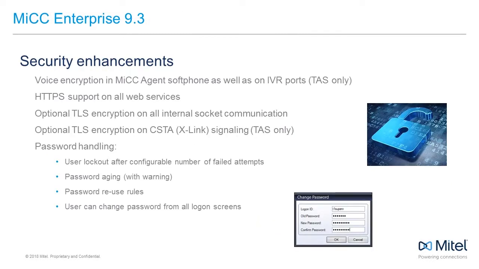So let's quickly talk about security. Essentially I can summarize this in 2 words or less. Voice encryption. Encryption was one of the things that was added in 9.3 for the agent soft phone, as well as the IVR ports, the web services. All of those HTTPS calls and things like that are all encrypted. And then optionally, you can encrypt the TLS messaging that goes over the sockets or over the CSTA link.